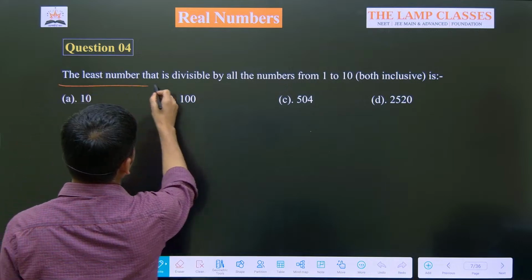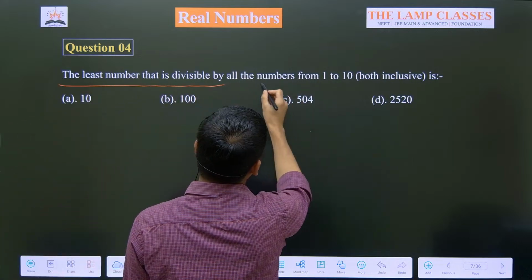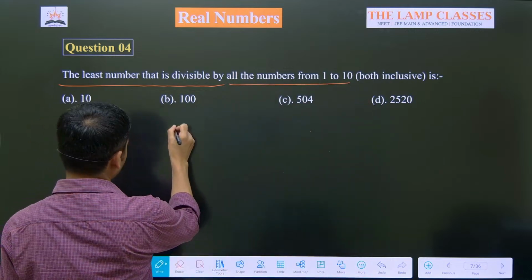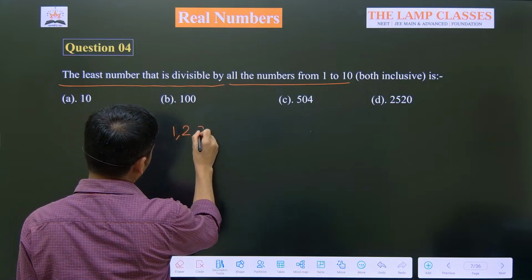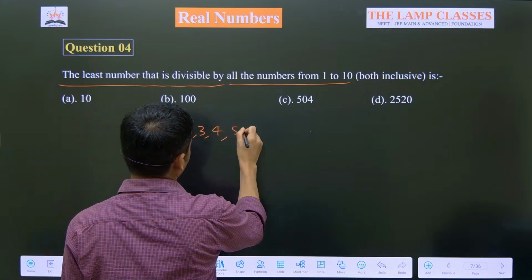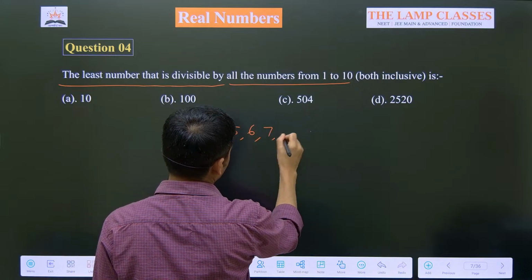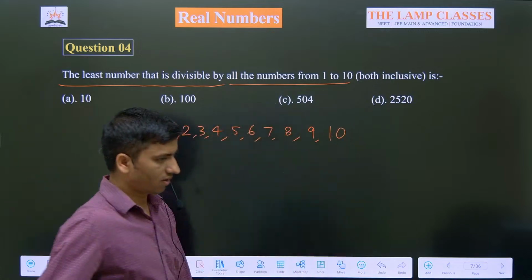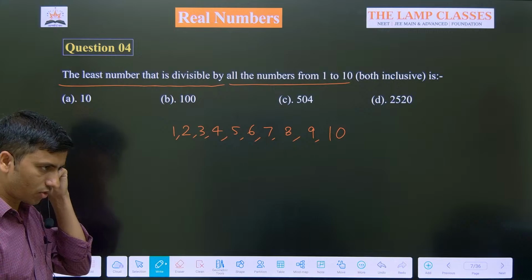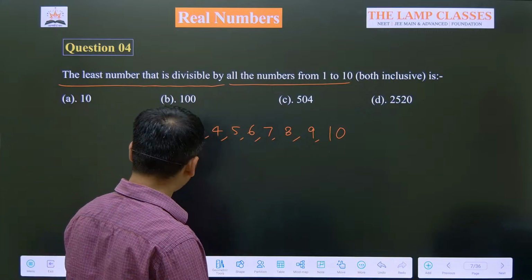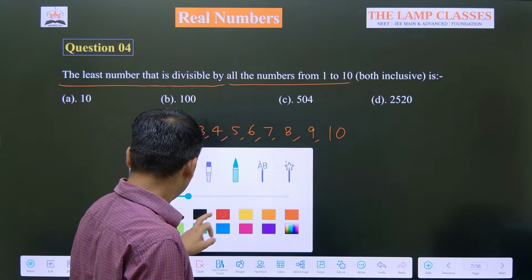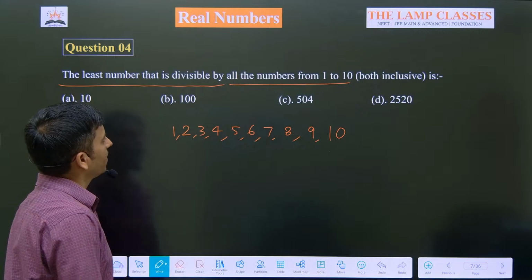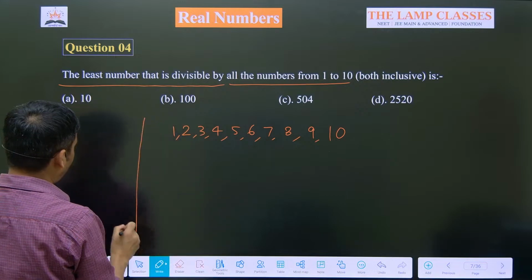The least number that is divisible by all the numbers from 1 to 10. Can you tell the smallest number which is divisible by all the numbers starting from 1 to 10? There is a concept directly related to it, we can apply that. Which concept shall we apply? LCM, HCF, right? So the definition of LCM actually is that only.